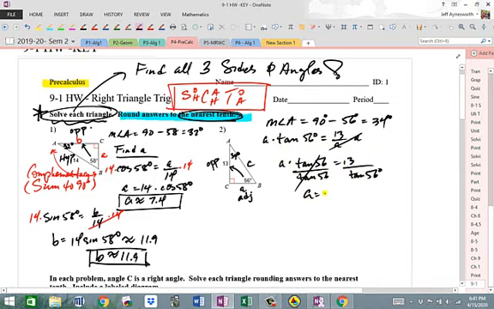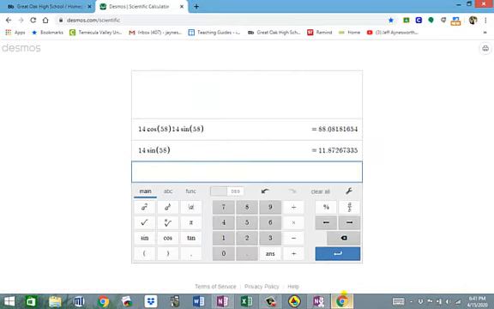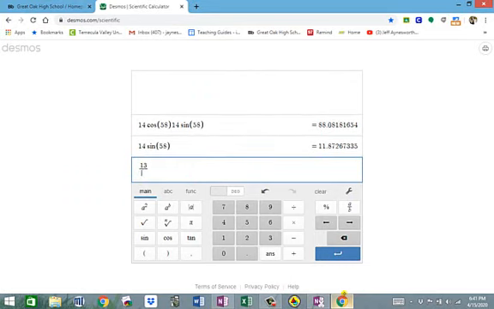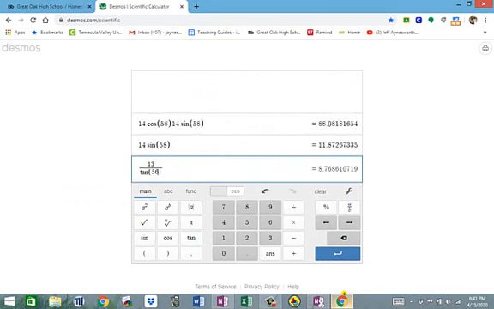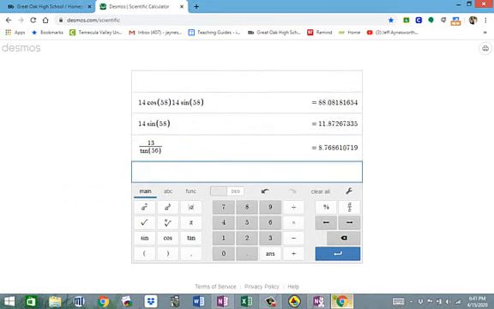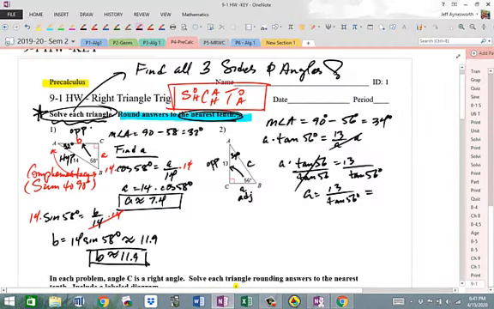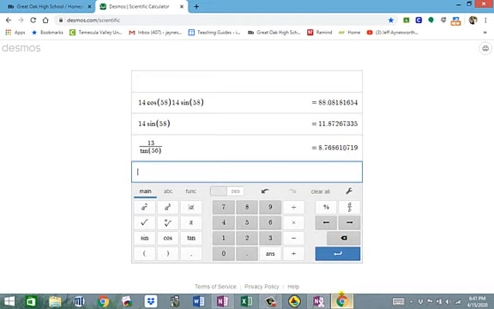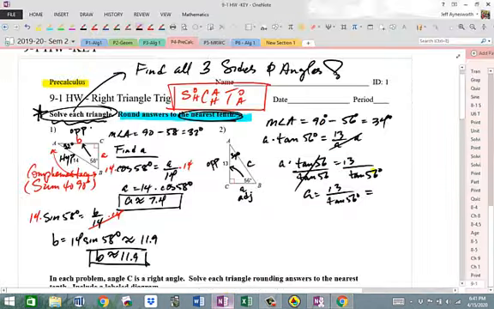And I get A is equal to this right here, 13 divided by the tangent of 56 degrees. That's the exact answer. And then you need to calculate that. So you take 13 divided by the tangent of 56 degrees. Let me make sure I put that in correctly. Yep. And then I get about 8.8 roughly on the side length. So that side length is approximately 8.8. So that's my first result.